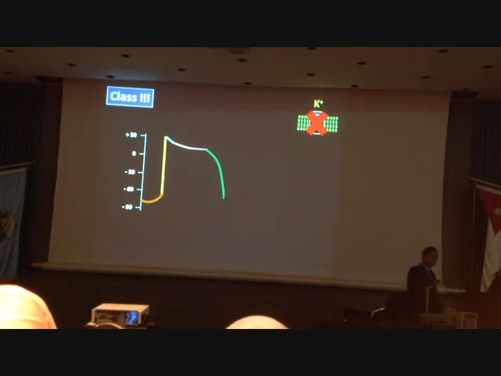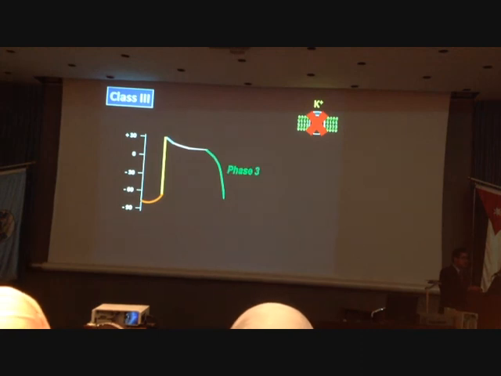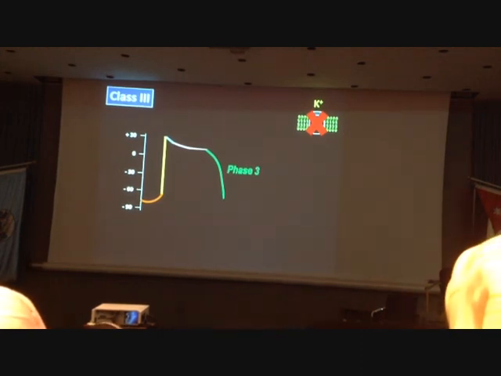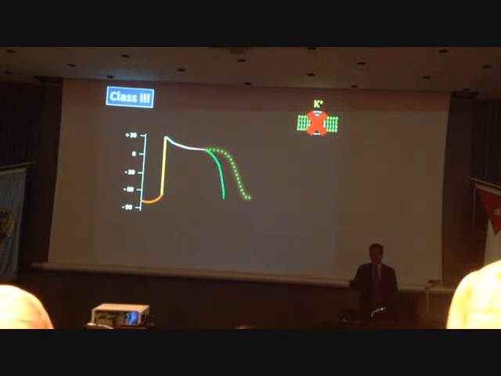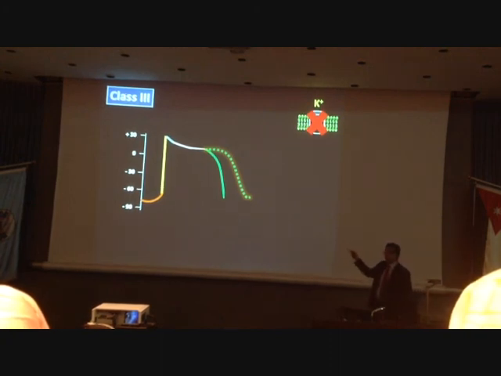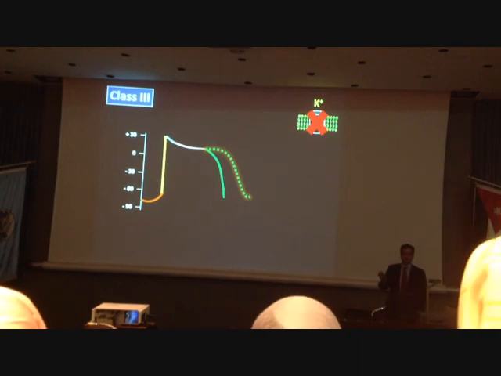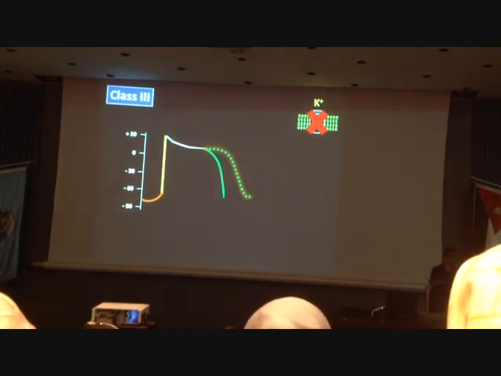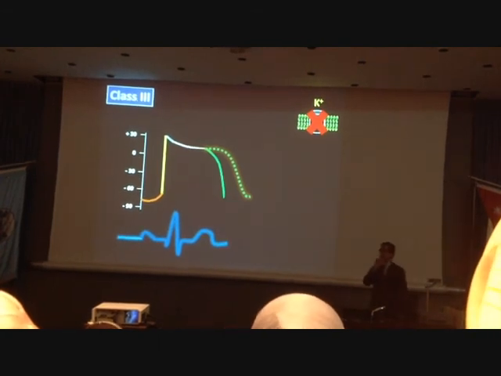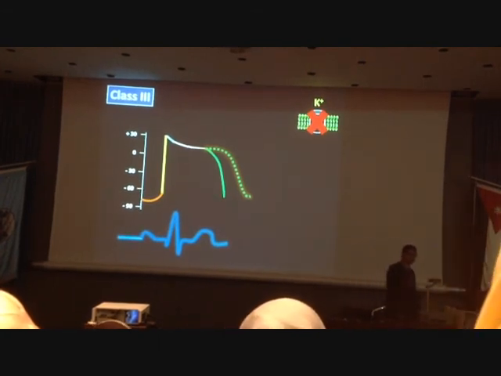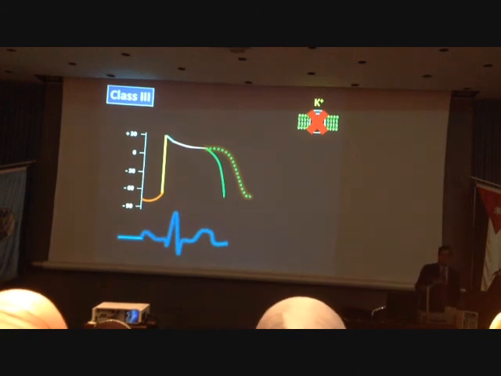So if you block potassium channels, the major effect would be where? At phase 3. And this is what happens. If you block potassium channels, phase 3 would take a much longer time, right? And it would not fall as steeply as it was previously. Okay? This is the major effect of class 3. What about the ECG strip? The major effect will be where? In the T wave.